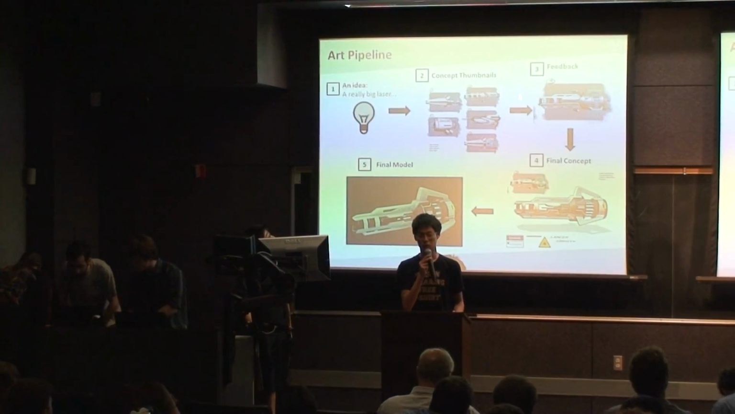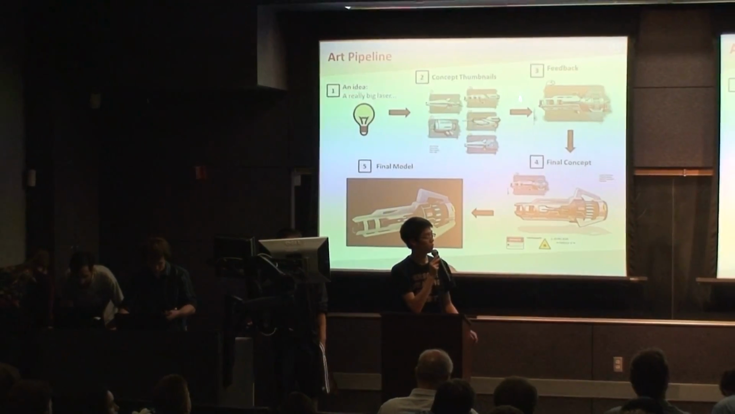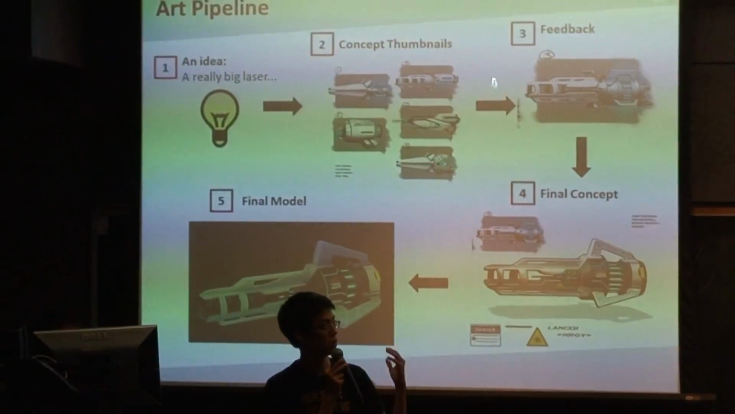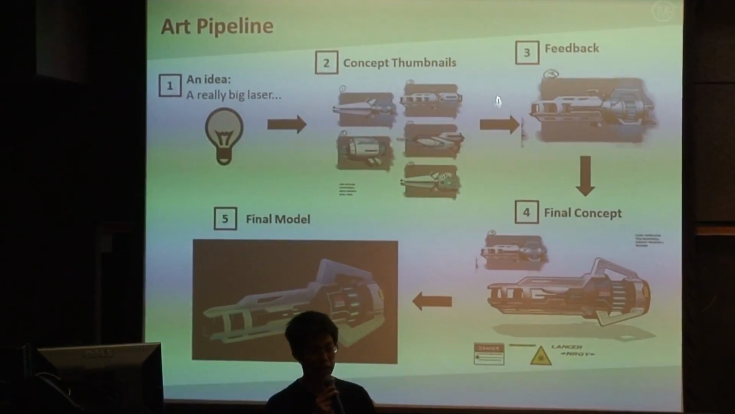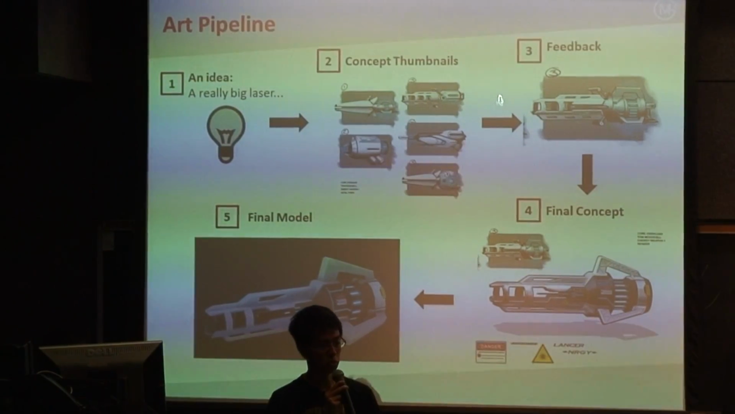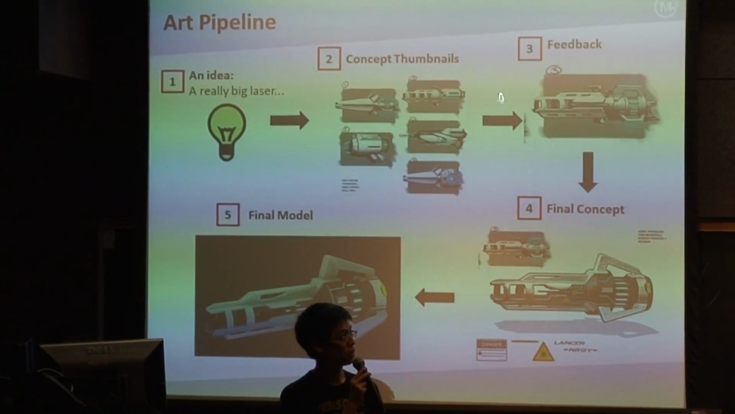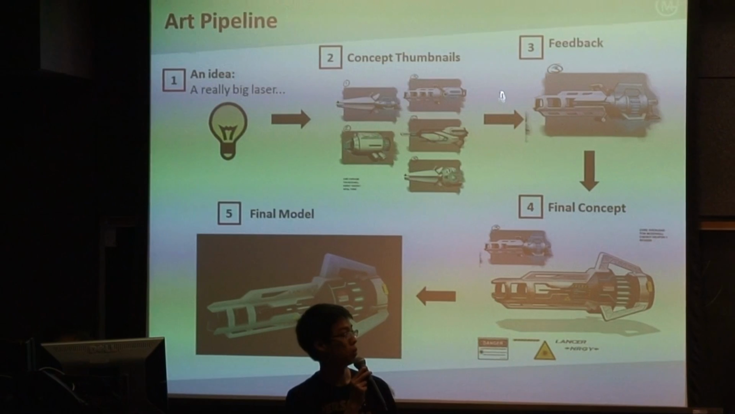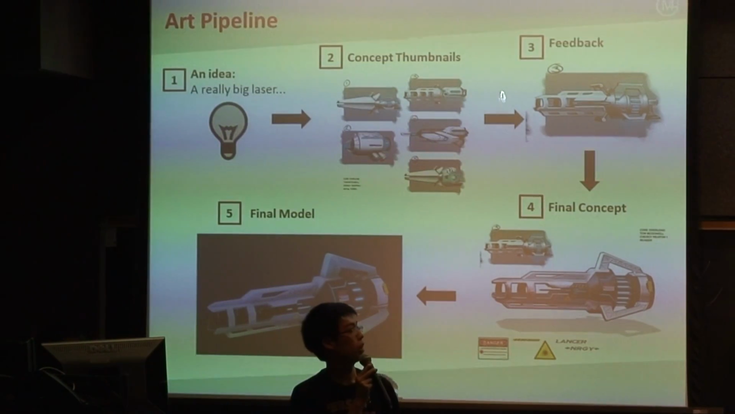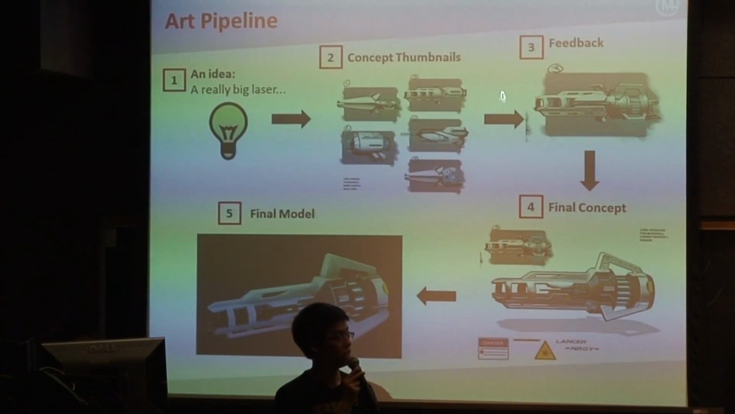To go over really quickly how we do that, we start with an idea. For example, this one, we want a really big laser. Then we shoot it to our concept artist in the UK, and we're like, hey, give us some thumbnails for it. So he drew some really quick thumbnails. Afterwards, we gave him some feedback. We said we really like part of number 3 and we really like part of number 1, so we stuck them together and you get that.